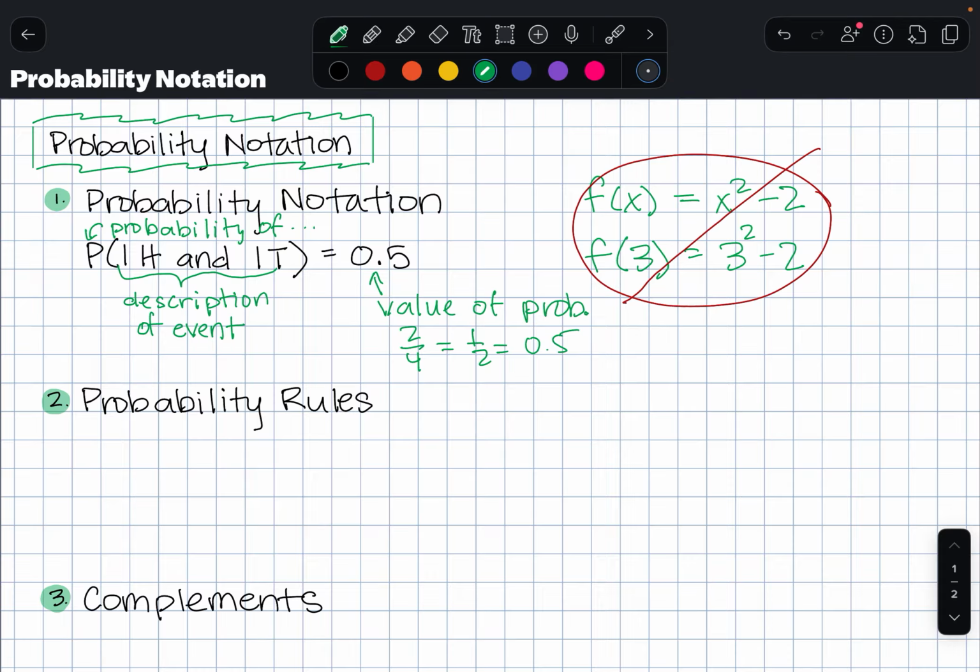I should never, ever write this over here. And that is the mistake that I see an awful lot as students first start to learn about probability. So that's something to look out for.